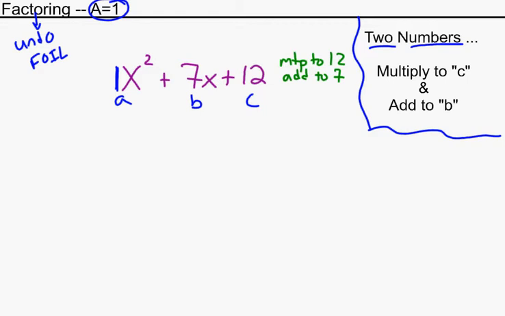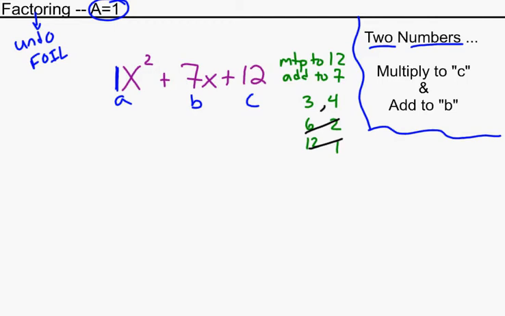So I look through and I consider the multiplication first. Any sets of numbers that multiply to 12, something like 3 and 4, or 6 and 2, or 12 and 1. Don't forget about that pair. So I look at these sets of numbers that multiply to 12, and I think, can I add 12 and 1 and get 7? No. 6 and 2? No. 3 and 4? Yes. That's my set of numbers. They're the two numbers that multiply to c and add to b.